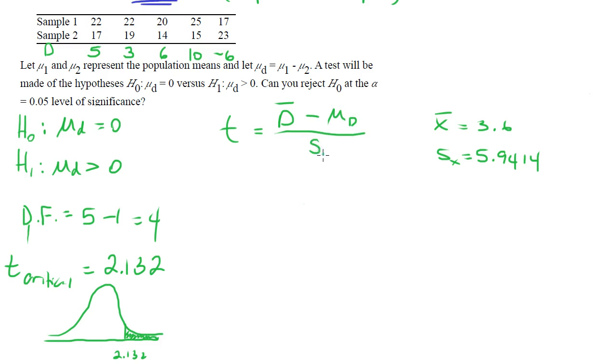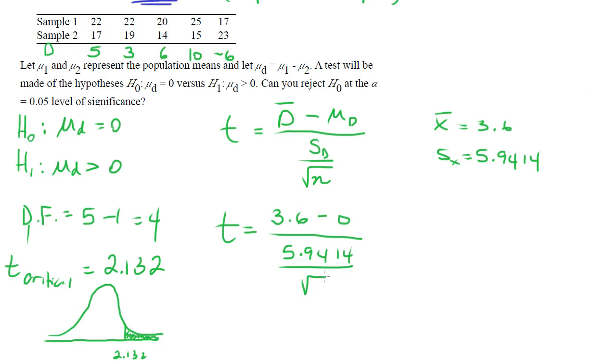So this formula here is the average of the d's minus the mean of the differences, divided by the standard deviation of the differences divided by the square root of n. So the average is 3.6. Average of the differences minus the mean, we're assuming that to be 0, divided by the standard deviation of the differences. We don't need that hard formula there, even though you could do it if you'd like to, divided by the square root of 5.